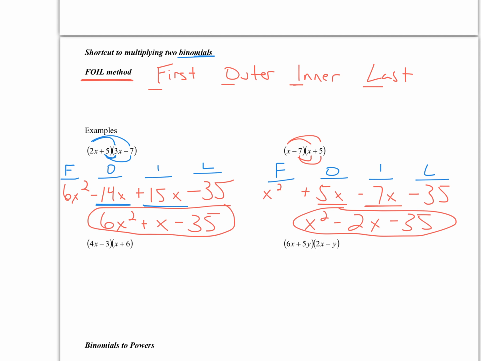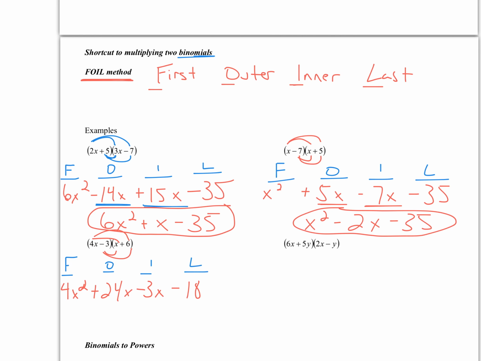A few more examples of these binomials. Let's look at this next one. Again, if I want to use that FOIL method, you don't have to write this out, but sometimes it helps. 4x and x gives me 4x squared. 4x times 6 plus 24x. Negative 3 and x, minus 3x. Negative 3 and 6, minus 18.